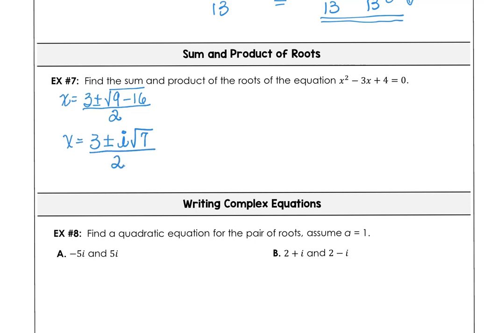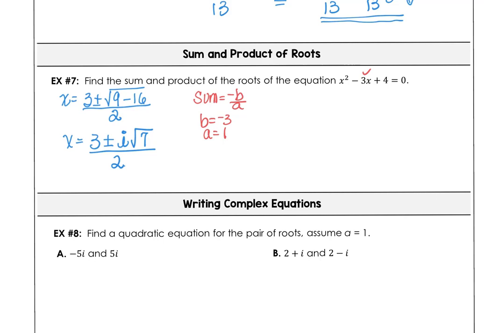Now the property says that the sum of the roots should be the opposite of b over a. b is negative 3 and a is 1. So the sum of our roots should be negative of negative 3, which is 3.